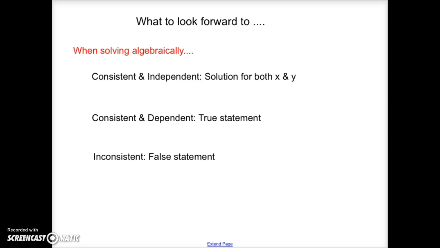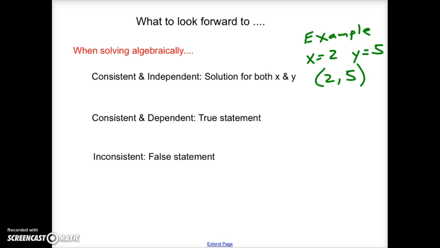Finally, last thing. Soon we will be trying to solve these equations algebraically, so some things to look for. When we do things, a system that is consistent and independent, we will find a solution for both x and y. So for an example, we may find out x is 2 and y is 5, meaning the point that the two lines would cross at would be at 2, 5. A consistent and independent case, you'll come up with one answer for x, one answer for y.